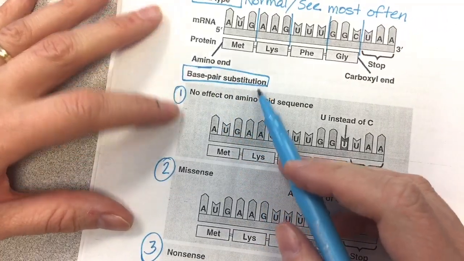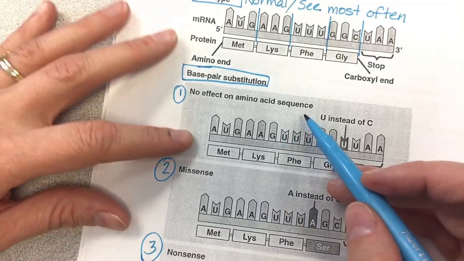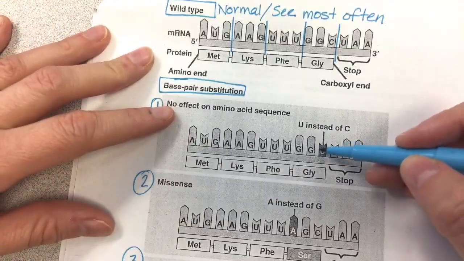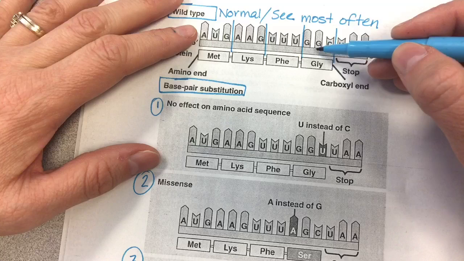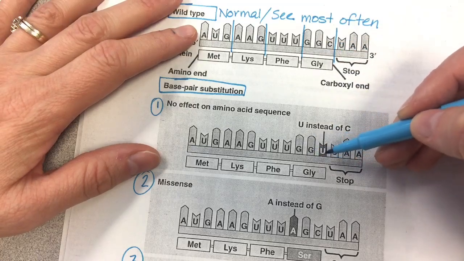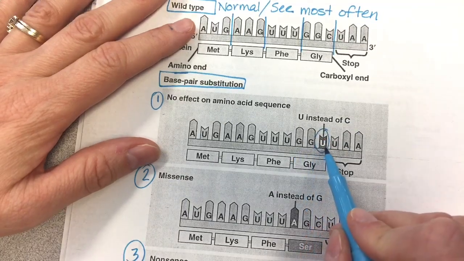So base pair substitution, there's no effect on the amino acid sequence. So when you look here, this is the normal here, and highlighted here is the U. So instead of GGC here, we have GGU. And so that's the mutation right here. And then if you look at GGU, all right, versus GGC in the chart, to do that here.